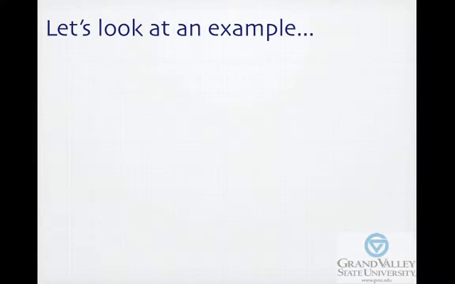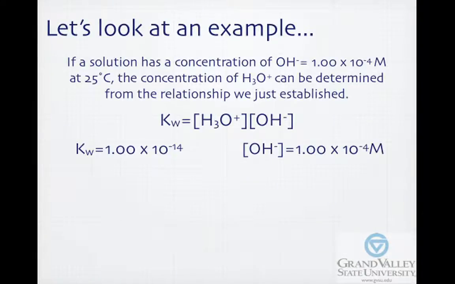Let's look at an example. If a solution has a concentration of hydroxide equal to 1.00 times 10 to the negative 4 molar at 25 degrees Celsius, the concentration of hydronium can be determined from the relationship we just established. We know that the Kw is equal to the concentration of hydronium multiplied by the concentration of hydroxide. And we also know that at 25 degrees Celsius, the Kw is equal to 1.00 times 10 to the negative 14. We've been given that the concentration of hydroxide is equal to 1.00 times 10 to the negative 4 molar.